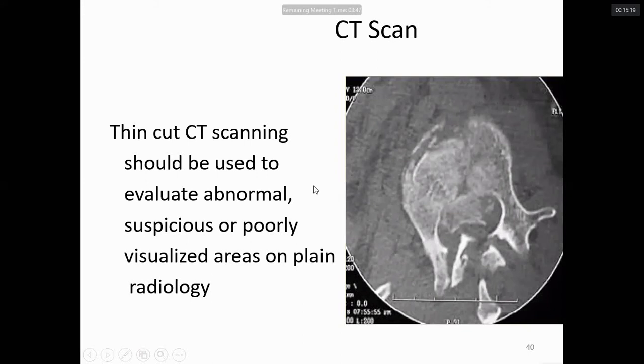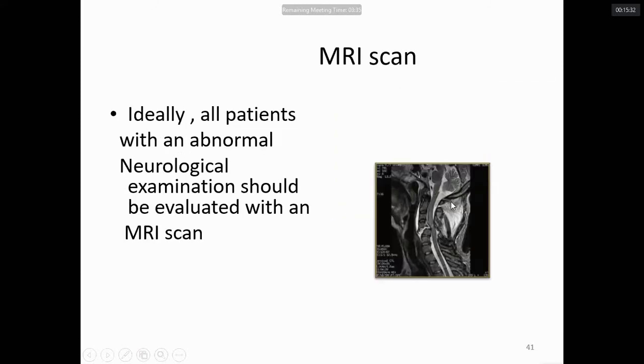In X-ray, you cannot assess this, so you have to go for a CT scan. In MRI, you look at the soft tissue structures, like whether there is cord edema or not, whether there is a disc prolapse or not. You see here, this one is the posterior. There is a dislocation, subluxation between this vertebra and this vertebra, leading to a compression of the spinal cord posteriorly.